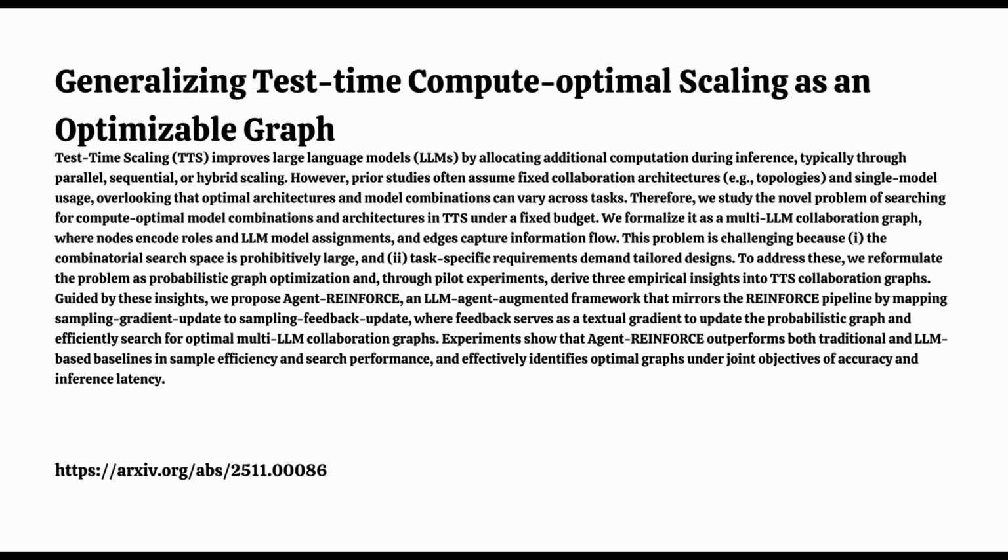This whole approach leads to a ton of computational waste, because the best way to solve a chemistry problem is completely different from how you'd answer a history question. And that inefficiency is exactly what this research is trying to fix. They've moved past this static idea and are asking a really novel question. Which is, how do we find the compute-optimal combination of models and architectures, all while staying under a fixed budget? They've formalized this as a search through what they call a multi-LLM collaboration graph.